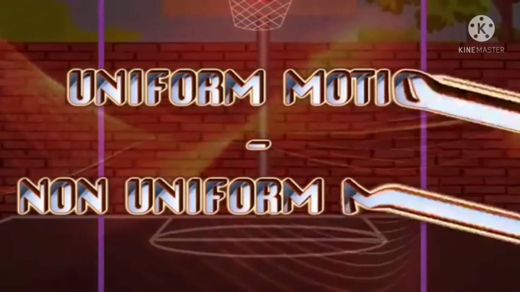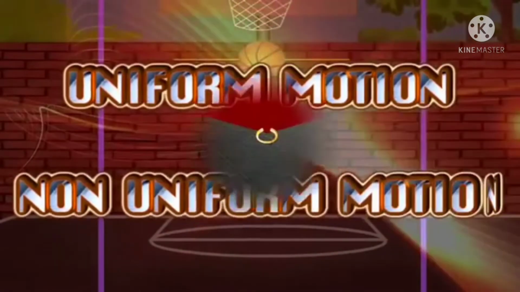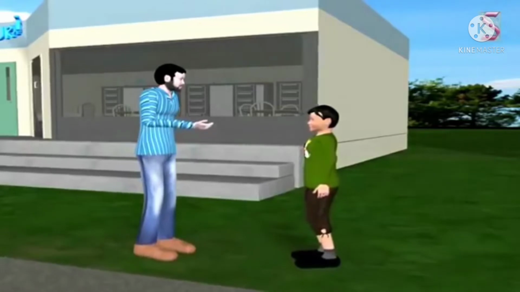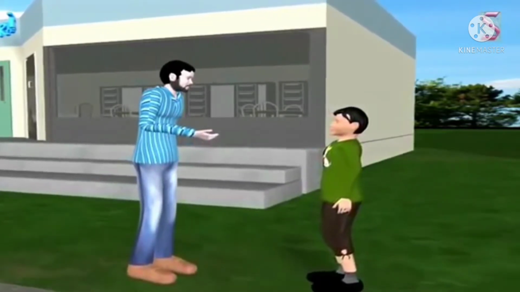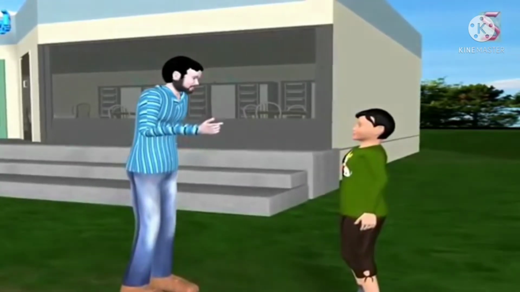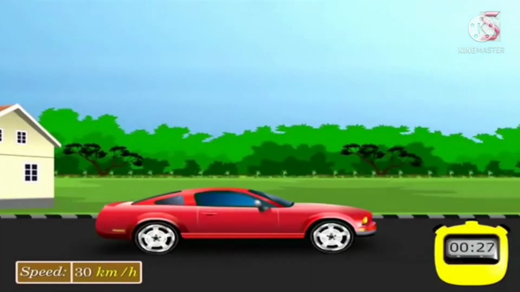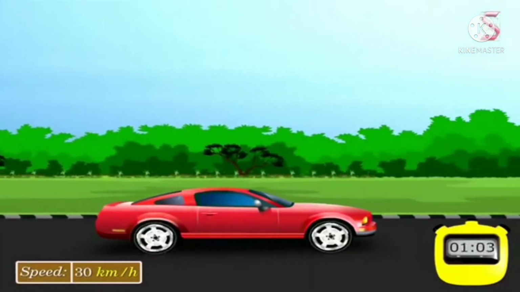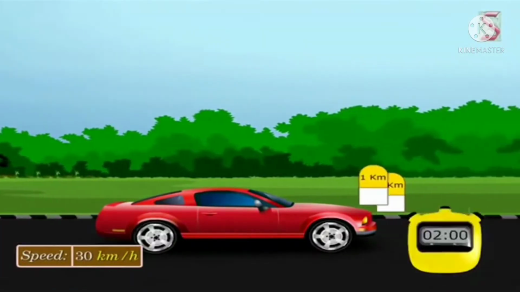Now we will see uniform motion and non-uniform motion. So in this session, my dear children, we will see uniform motion, non-uniform motion and uniform circular motion. Regarding uniform circular motion, I will explain once again in depth by the end. Some more points we will cover there, but now we will see uniform motion.